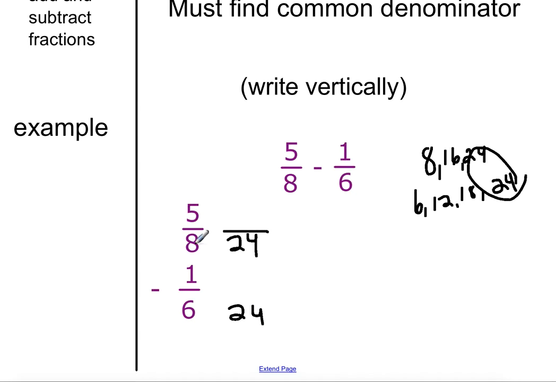Ask myself how I went from 8 to 24. I times by 3. So times the top by 3. 5 times 3 is 15. How did I go from 6 to 24? I times by 4. So I must do that to the top. And I get 4. 15, now we got to look at this. This is minus. 15 minus 4 is 11 24ths.